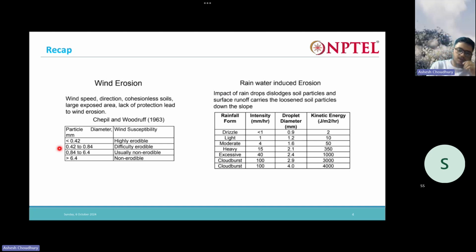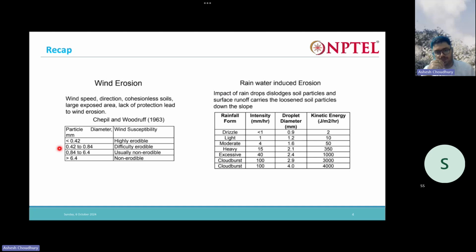So you can see the different intensities of rainfall. It's given as drizzle, light, moderate, heavy, excessive, cloudburst. A drizzle, if you've seen very slight rain, is happening at less than 1 mm per hour intensity. Diameter is also very less. Then the kinetic energy per meter square per hour is also very less.